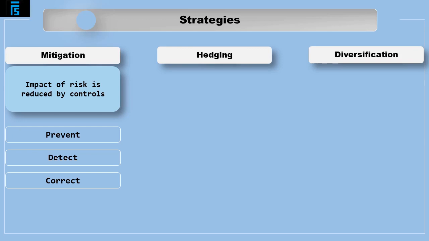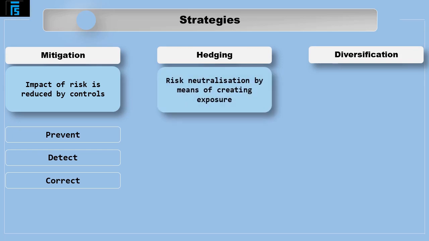Hedging is a strategy where a risk factor is neutralized by means of a transaction which creates an exposure to the same or similar risk as the hedged exposure. As you should already know, hedging is typically applied to manage financial risks, such as currency risk and interest rate risk, with financial derivatives used as hedging instruments.